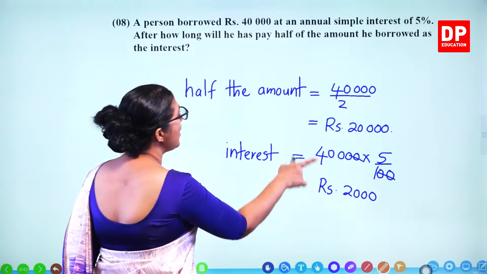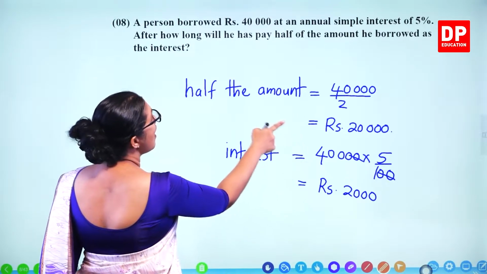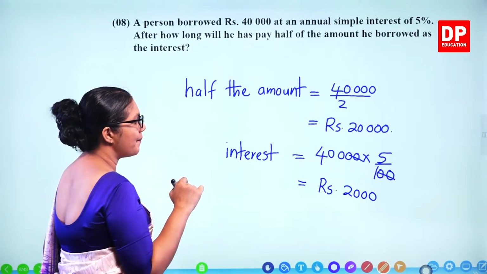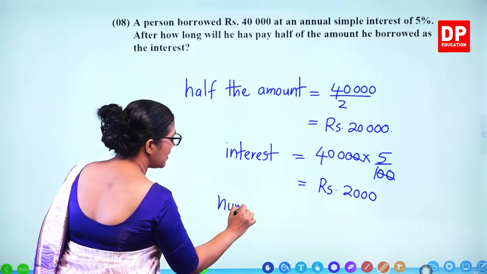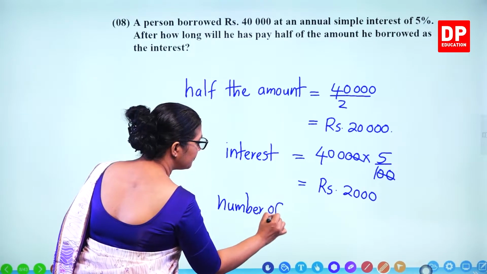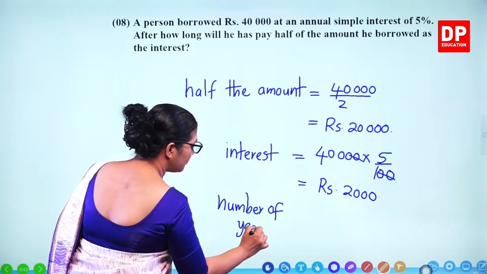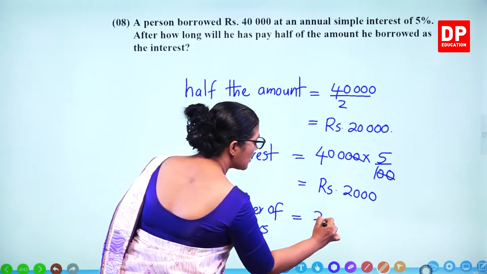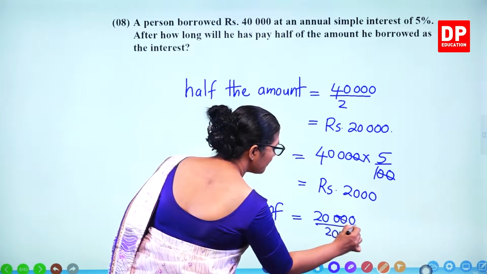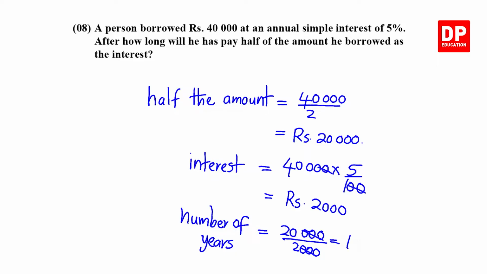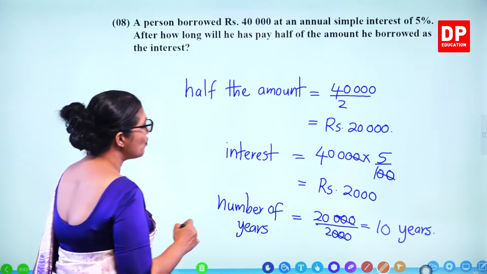So how many years does he need to pay 20,000 rupees? Number of years is equal to 20,000 rupees divided by 2,000, which is 10 years. So he needs 10 years to pay half of it. So 2 marks for that.